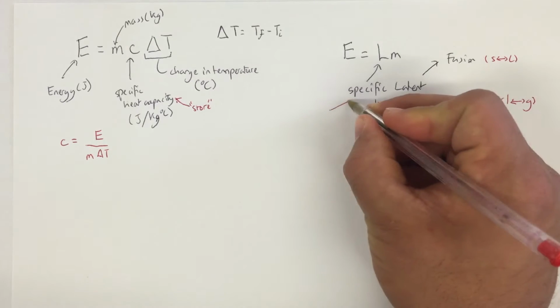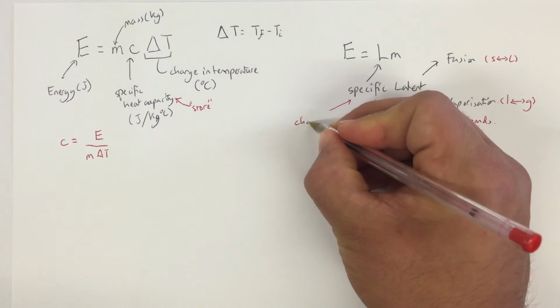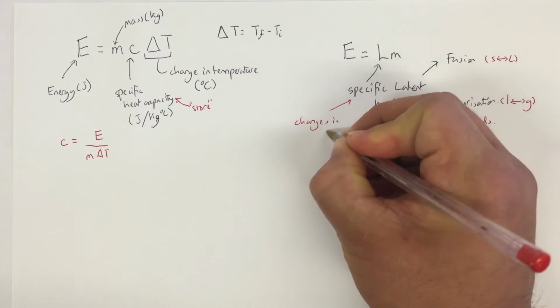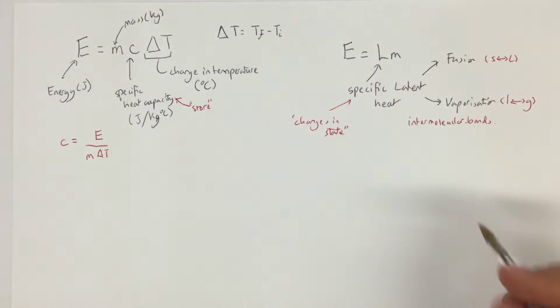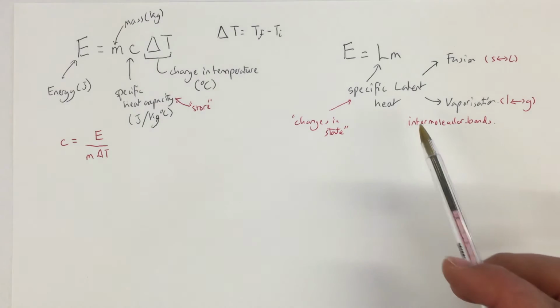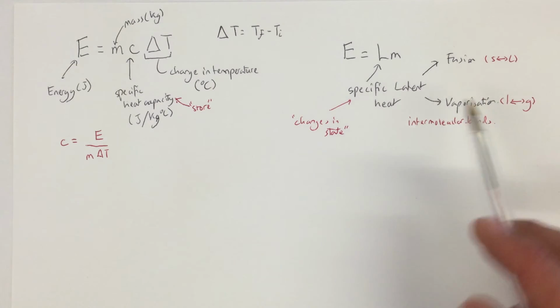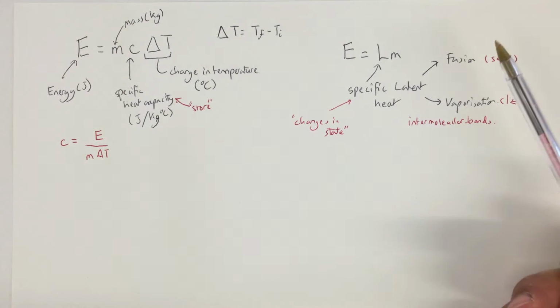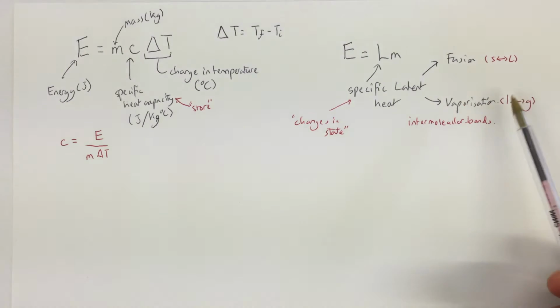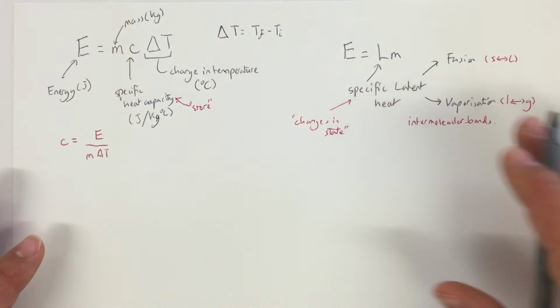So specific latent heat is what we associate with changes in state. And the latent heat of fusion and vaporization are different because it takes a lot more energy, for example, to turn water into steam than it does to turn ice into water. The next two equations are not related to heat.